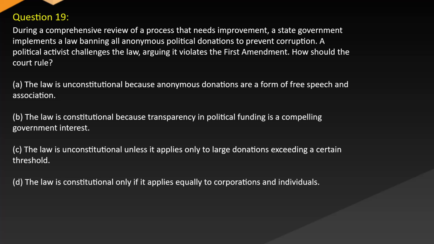A political activist challenges the law, arguing it violates the First Amendment. How should the court rule? A. The law is unconstitutional because anonymous donations are a form of free speech and association. B. The law is constitutional because transparency in political funding is a compelling government interest. C. The law is unconstitutional unless it applies only to large donations exceeding a certain threshold. D. The law is constitutional only if it applies equally to corporations and individuals.